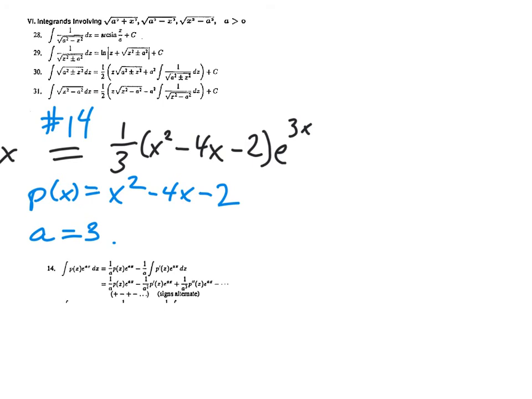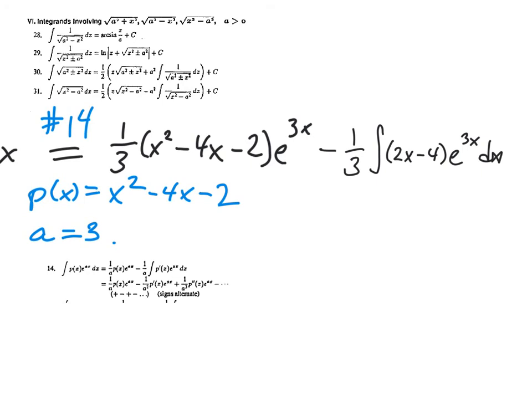Now I'm going to subtract 1 over a, that's 1/3, times the integral of p prime of x. Well, what is p prime? That's just the derivative of x squared minus 4x minus 2. That's 2x minus 4 times e to the ax dx. That's e to the 3x dx. Okay, and that's the first step.